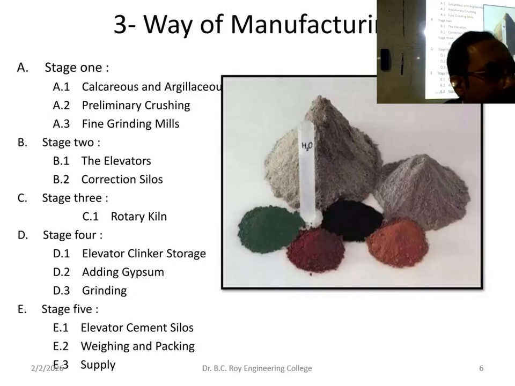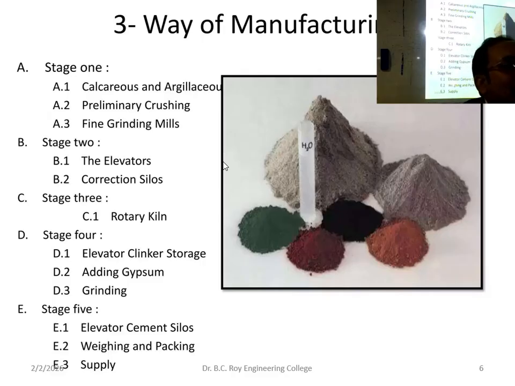Cement manufacturing. There are three ways of manufacturing: stage 1, stage 2, stage 3, stage 4. This is one method. The first method, with the different stages I am discussing. Stage 1, you have to get the ingredient materials.